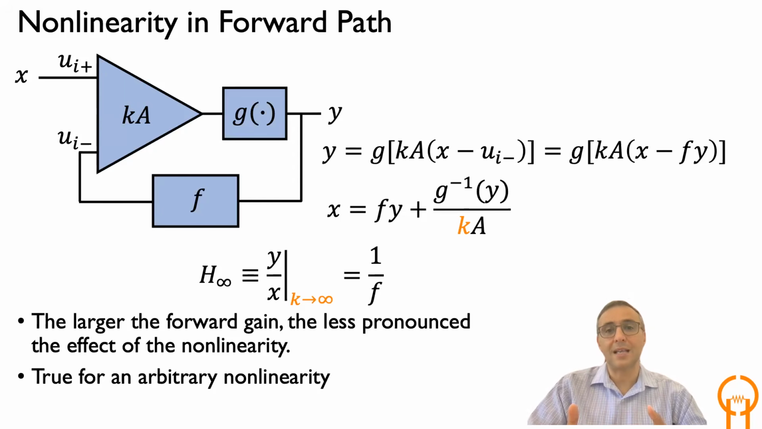Now, let's see what happens asymptotically. If you take k to infinity, the second term is going to disappear because the denominator is going to become very large. And what you see is that the effect of nonlinearity disappears, and basically x becomes fy. In other words, y over x asymptotically is going to be simply 1 over f. So you are still going to get the 1 over f. And this is another example of how feedback reduces the nonlinearity in the path in general, for any general nonlinearity, because of that k that happens in the denominator in that expression above.